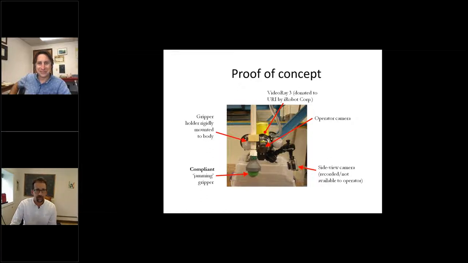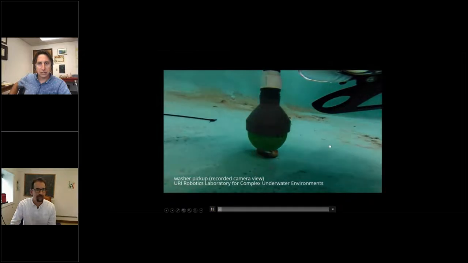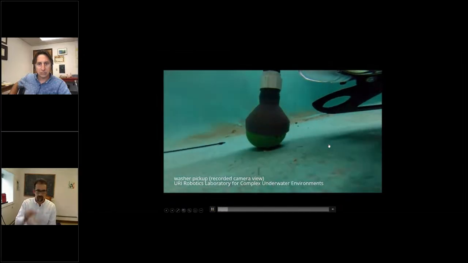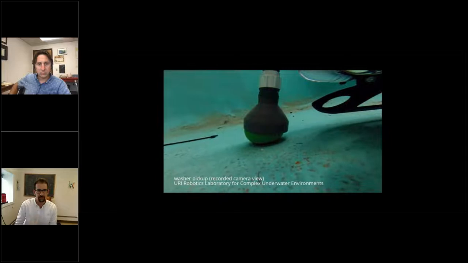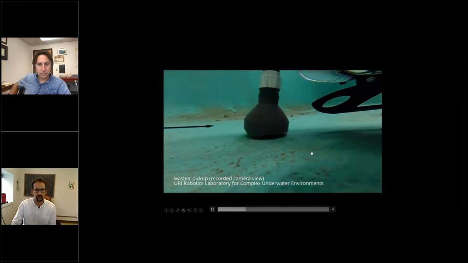We have a little camera so you can see what's going on. And we thought, well, we'll just dump this in one of our tanks and try and pick up objects off the floor. And we were actually shocked at how successful it was just with this sort of silly little prototype. So to give you an example, I have a video here of this gripper attempting to pick up a washer off the bottom of the floor. So this is just a little rusted fender washer, and I'll run through it.